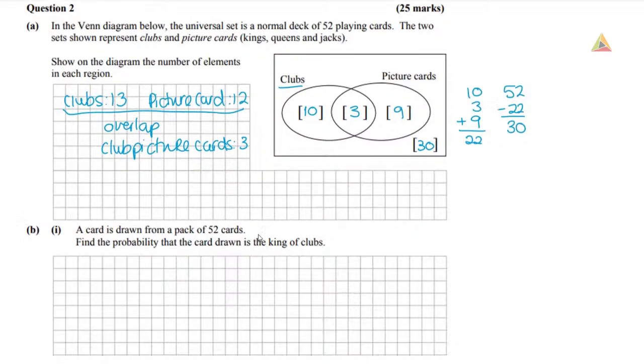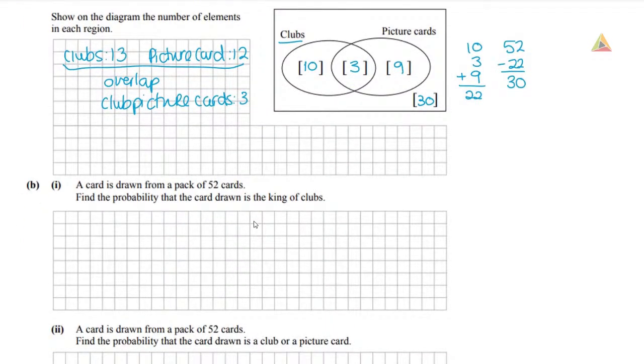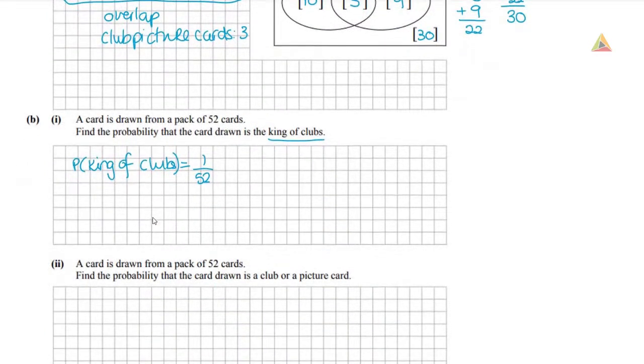So the next part says a card is drawn from a pack of 52. Find the probability that the card drawn is the king of clubs. Well, that's just one card out of the 52, so the king of clubs is 1 out of 52. Whereas the last part says a card is drawn from a pack of 52 cards. Find the probability that the card drawn is a club or a picture card.